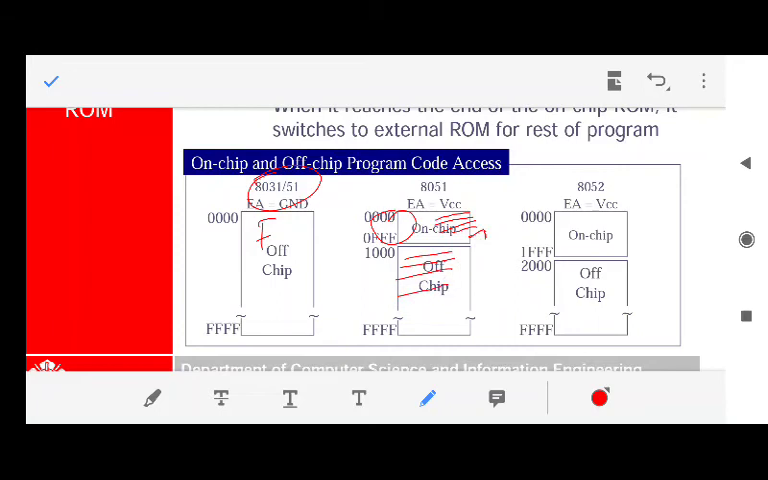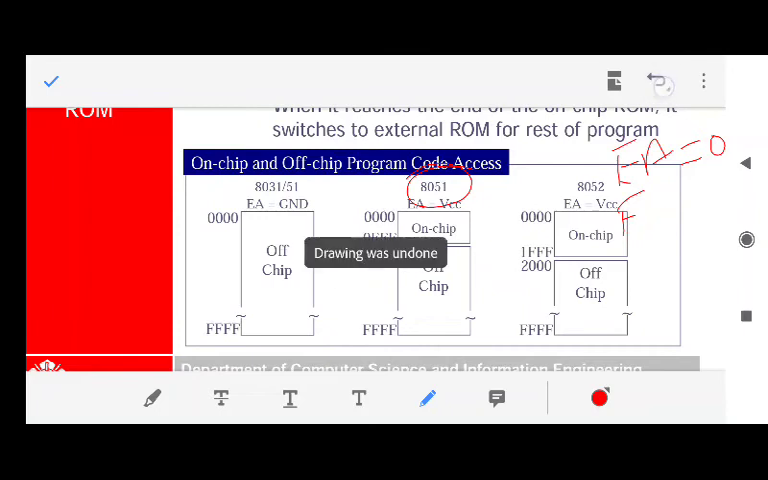I'll explain this again to you. This is very interesting. See, you have an 8051 system. In the 8051 you have an external access pin EA. When you put EA equal to 0, that means you are using external memory, external ROM. And when EA equal to 1, it means you are using internal ROM. But what if you want to use both internal and external ROM?